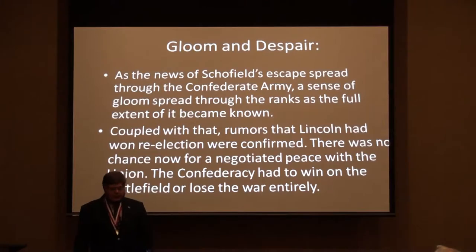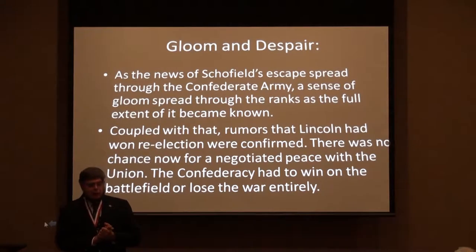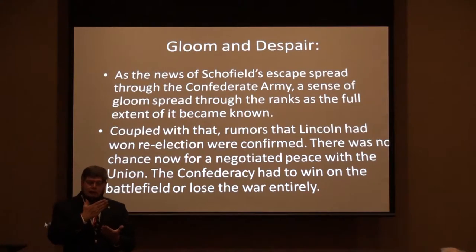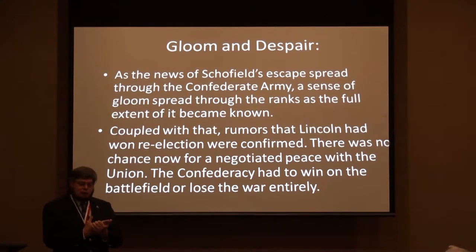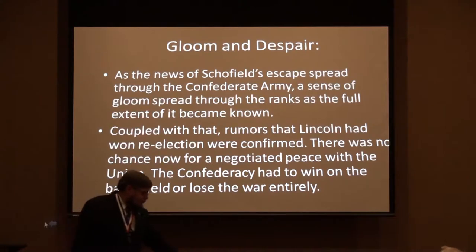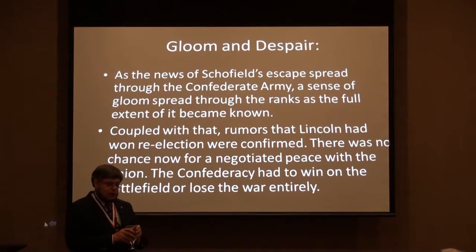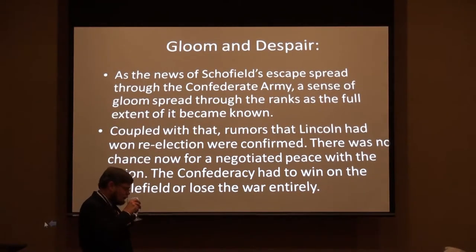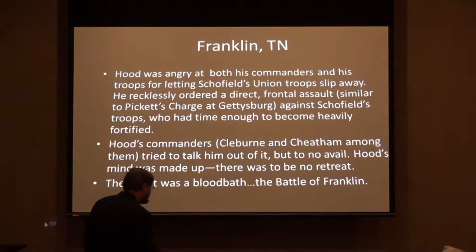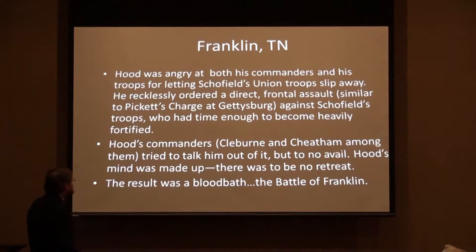Lincoln had been reelected. So there was no turning back. Hood understood this. He had to win. He had to take his objective, which is what leads into the bloodbath at Franklin, because, by God, Lincoln's not going to give up. I'm not going to give up either. The South had to win, it had to be successful, or all was lost. So the politics of this become very, very important.